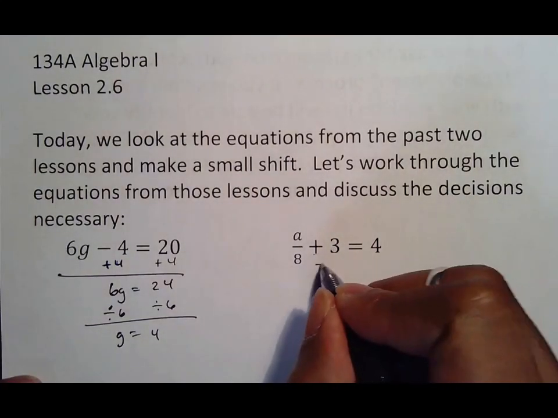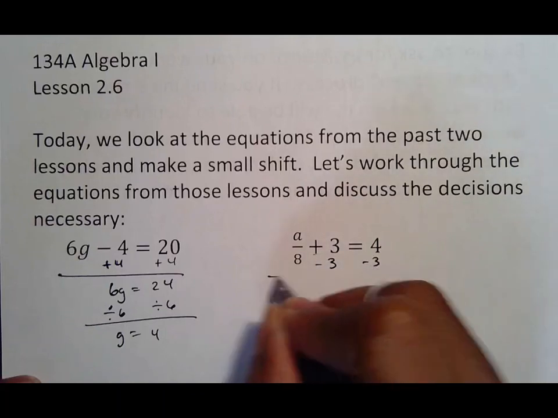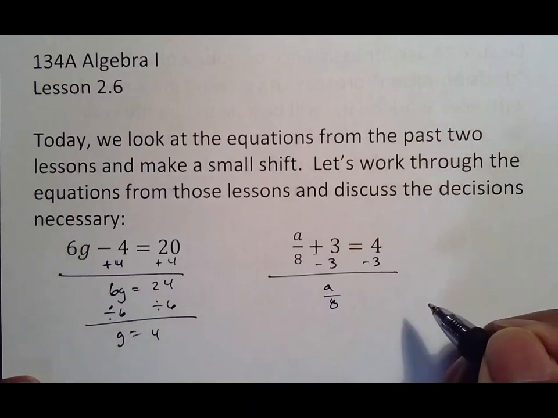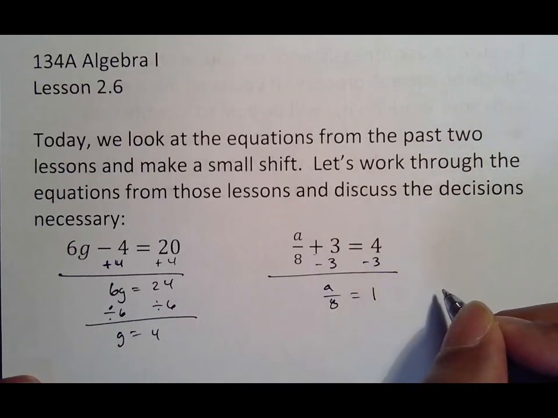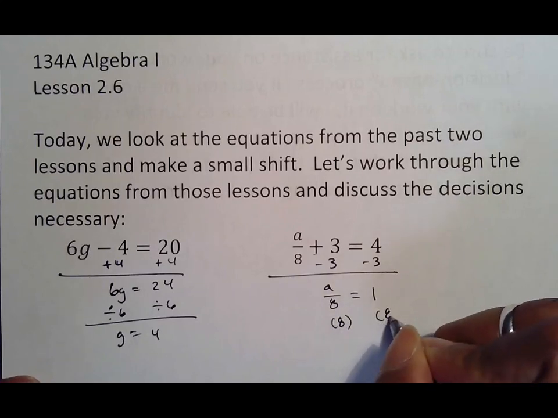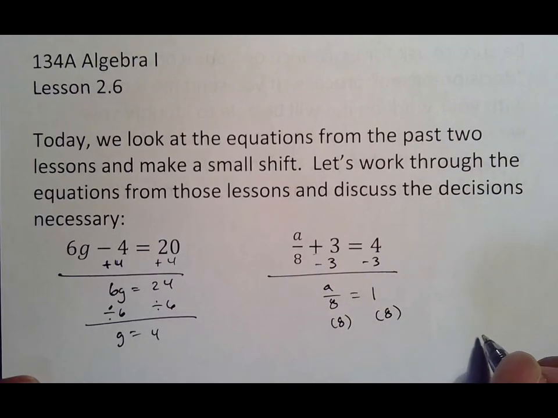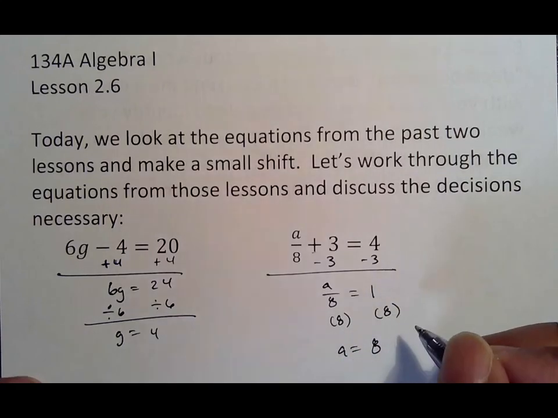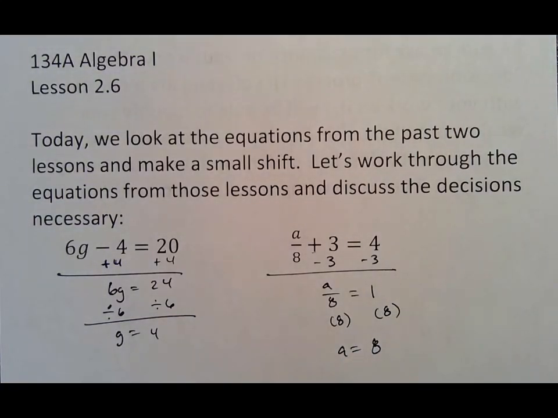And then you went to solve it. Again, we put minus 3, minus 3. You put a over 8 because that's the only thing left after that goes away, equals 1. We then get rid of this 8 because it's being divided by multiplying by 8. A comes down. 1 times 8 is 8. And that was what we did so far.